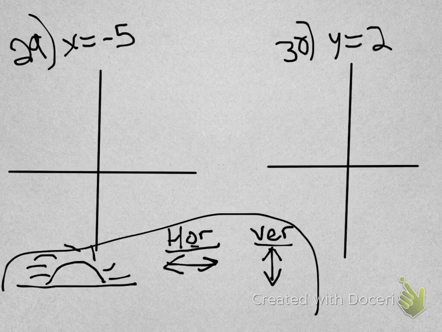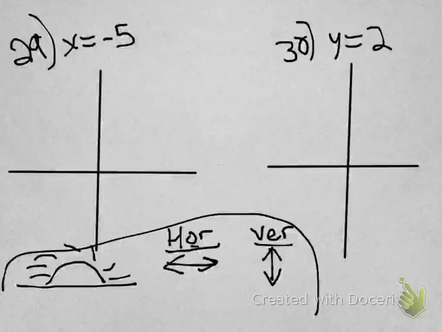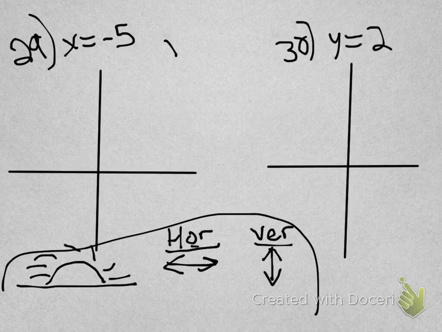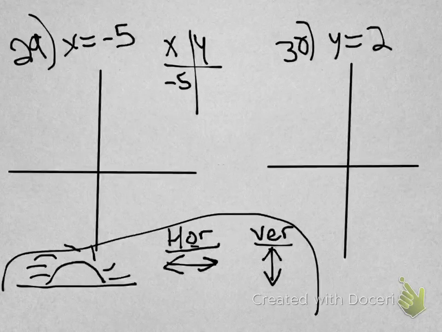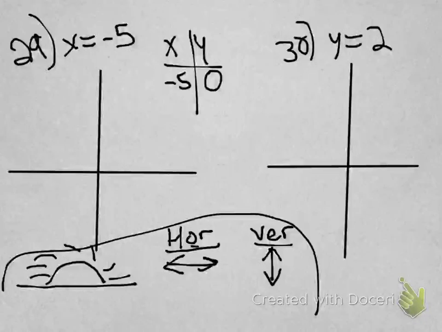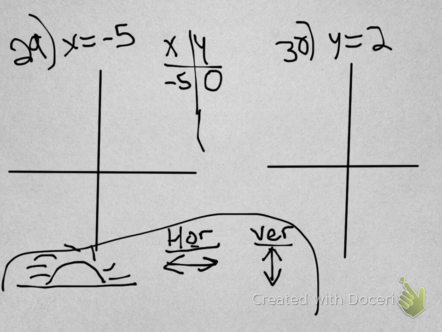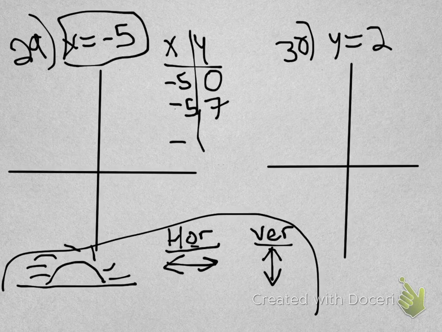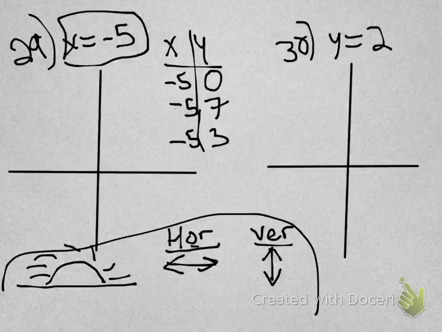So the first equation is x equals -5. If we were to do a t-table, we would say x equals -5, what would y be? Well, y could be anything. If y was 0, x is -5, because this equation right here says x is always -5. So if x was -5 and y was 7, if x was -5 and y was 3, those are all different coordinates.